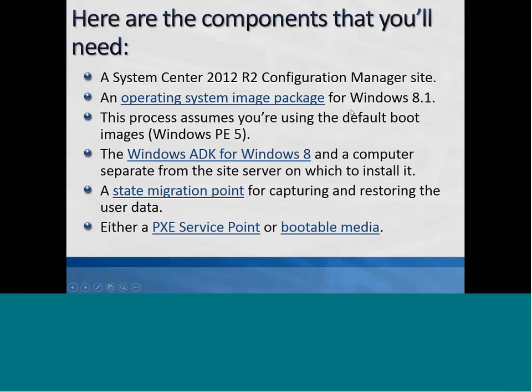Okay, so here are the components that you will need. System Center 2012 R2 Configuration Manager, we already have it. Operating system package, we're going to double check that. I think we all have it for Windows 8.1. I'm going to go to that place and check. So this process assumes you're using the default boot images, Windows PE version 5. I'm going to double check that too.